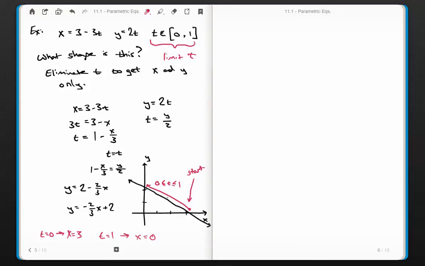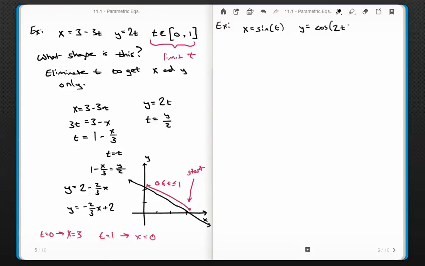Let's do another example of this. We'll do the same thing, except this time I'm going to say x equals sine of t and y equals cosine of 2t. All right, so what happens this time? The cosine, the y value, is kind of doing everything twice as fast as the x value, which is the sine.